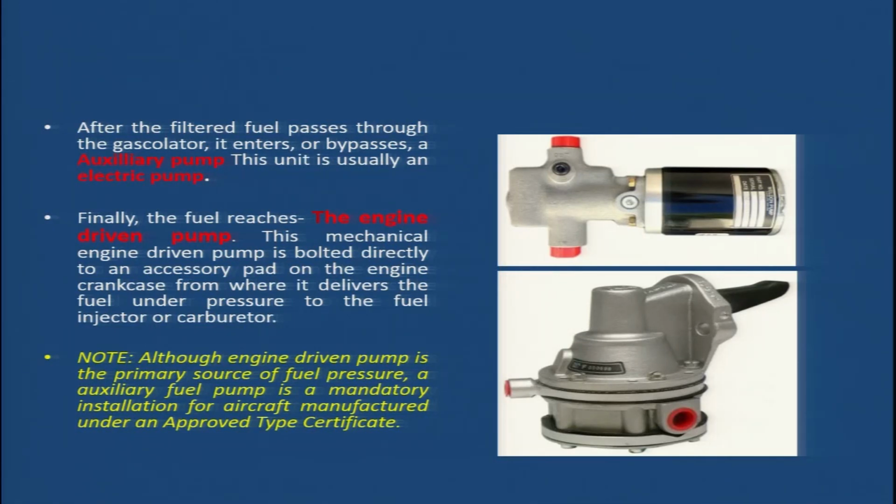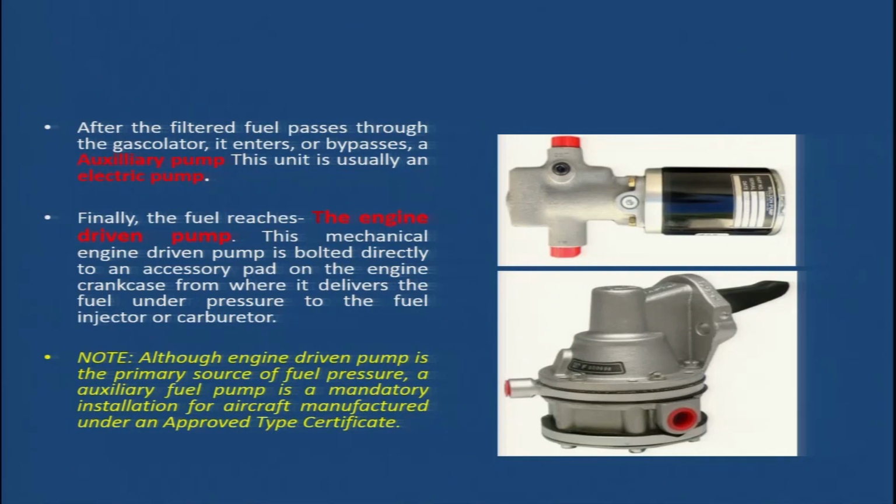The fuel system also has an auxiliary pump, or an electrical pump, also called an electrical fuel pump. The fuel started from the tank, reached the selector valve, and from the selector valve it came to the gascolator filter element. From the gascolator the fuel comes to the auxiliary pump, the electrical fuel pump. From the electrical fuel pump, the fuel reaches the engine driven pump.